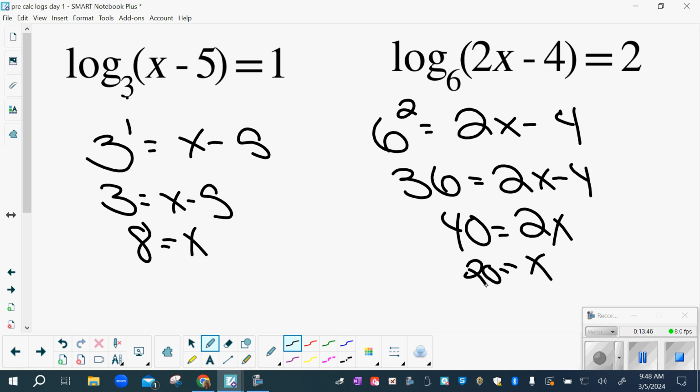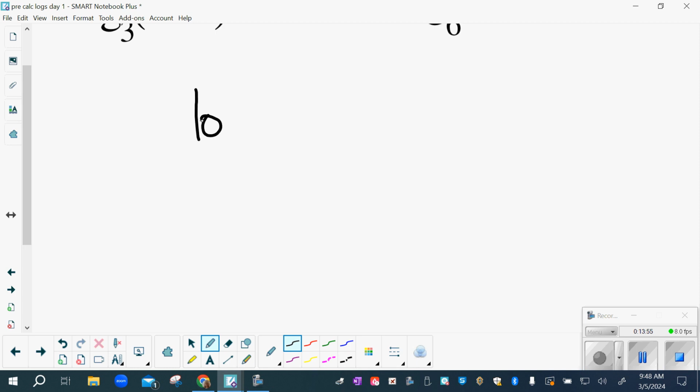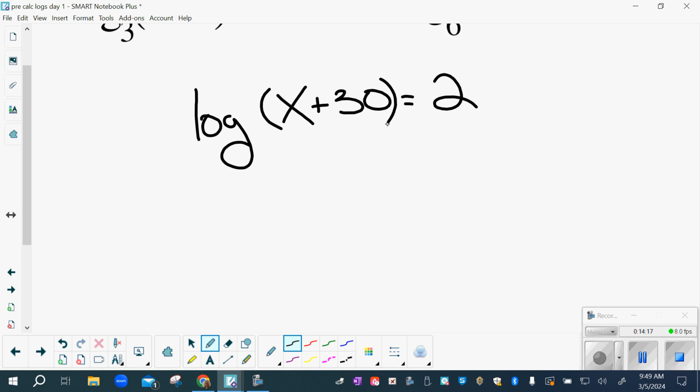How about this next one? It's not on your paper, but I want you to try this one. Okay, try this one. Okay, you guys ready to try this one?